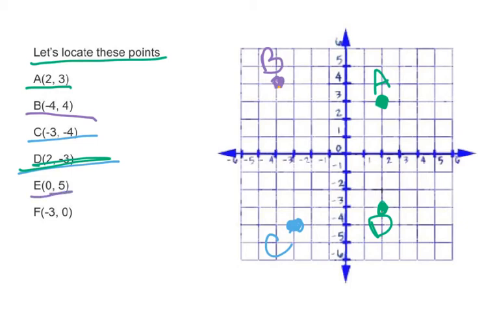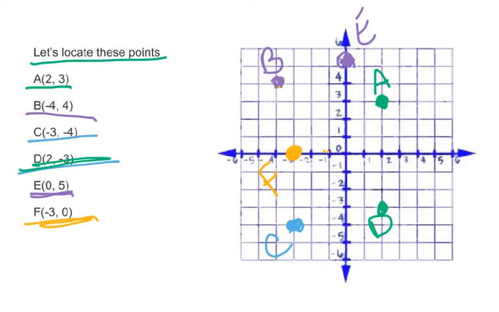Now for E. It has a 0 for the x-coordinate, so I start right here in the center. I don't go left or right at all, I go straight up 5 for the y-coordinate, and point E ended up there. I just have to go up 5 because the second number tells me how to go up and down along the y-axis. Then the last one is (-3, 0), so I'm going to go to the left 3, but then I'm not going to go anywhere.